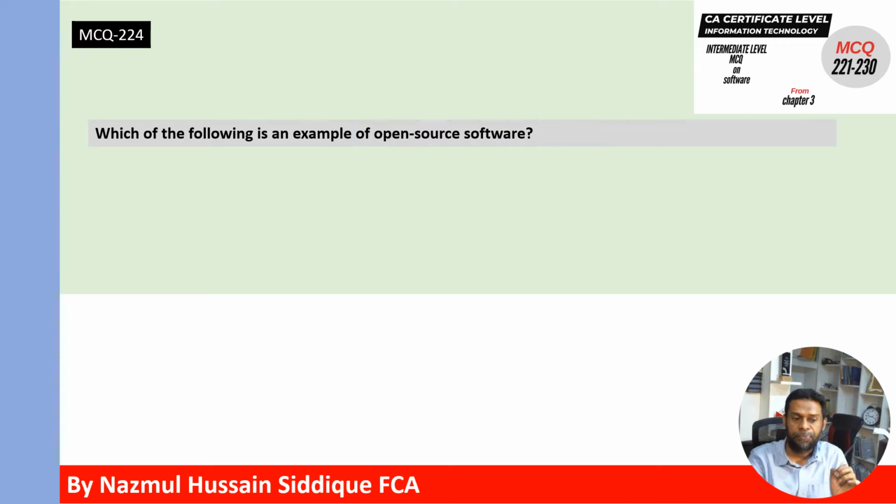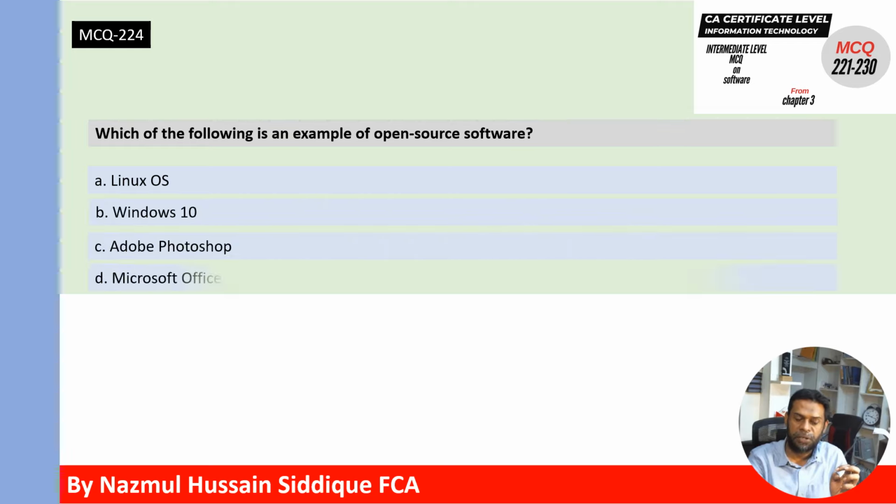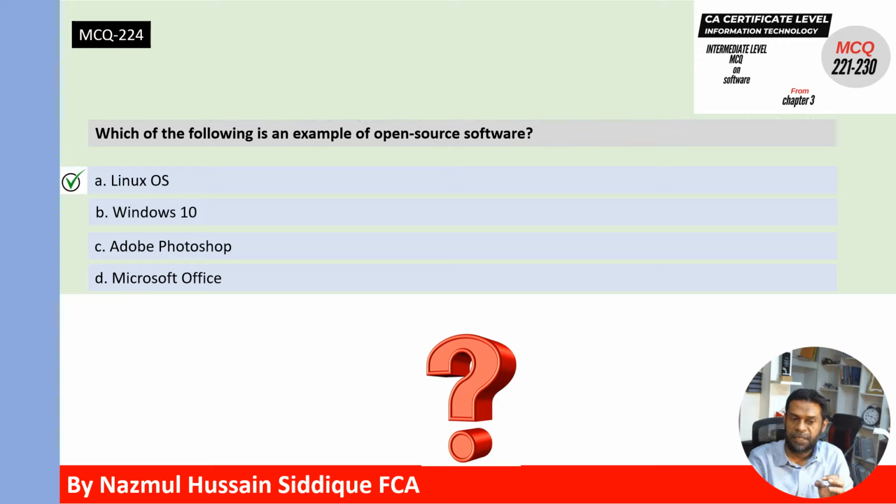Next question. Which of the following is an example of open source software? Option A, Linux OS. Option B, Windows 10. Option C, Adobe Photoshop. Option D, Microsoft Office. Which one is an example of open source software? The correct option is A. Linux OS is an example of open source software.